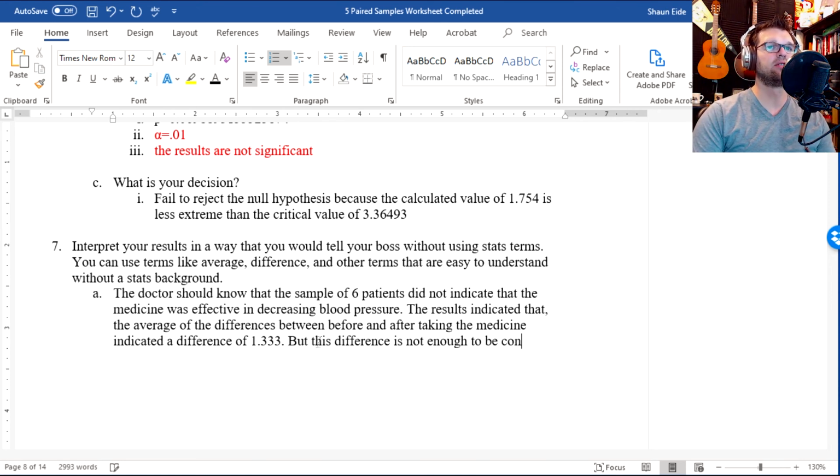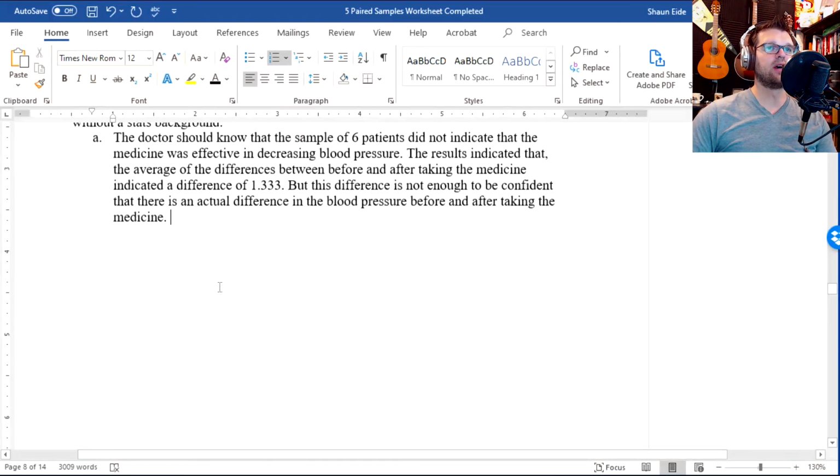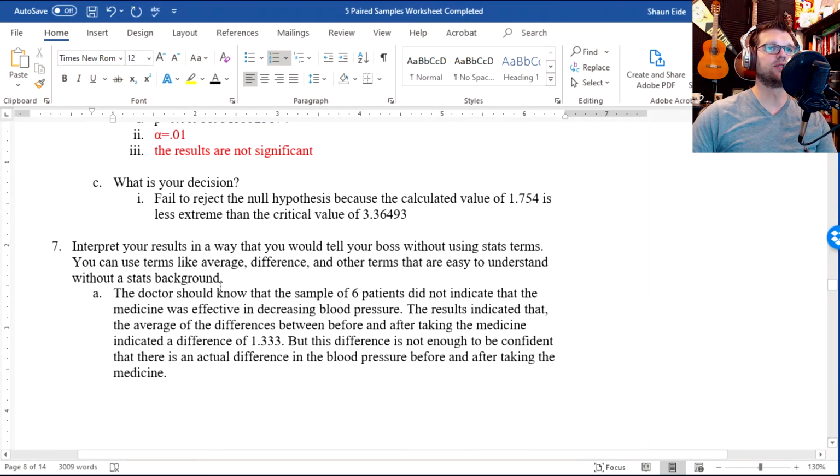be confident that there is an actual difference in the blood pressure before and after taking the medicine. So that's how you would write that up for somebody that wants to know, hey, what is it that I'm actually doing?